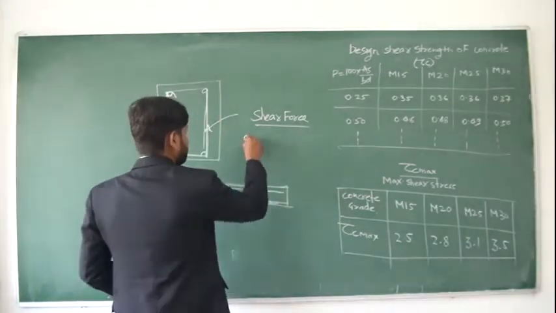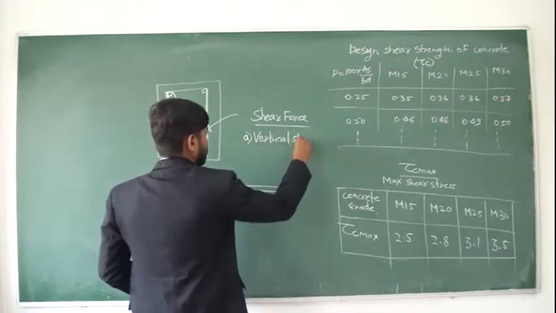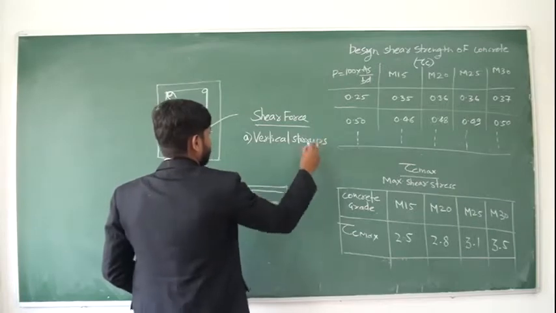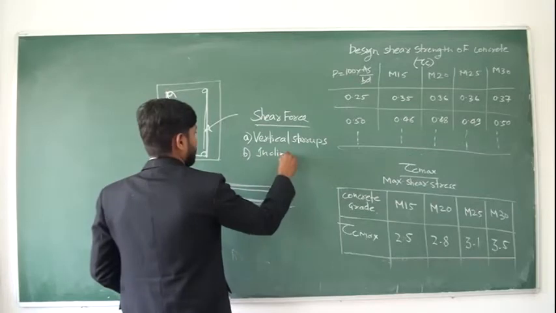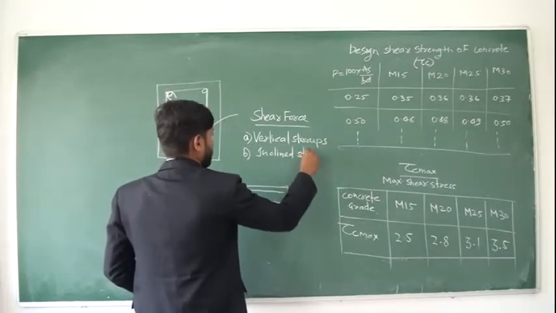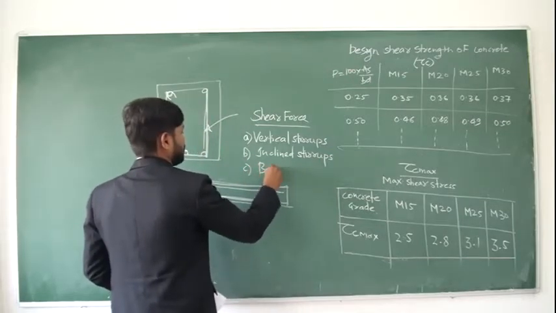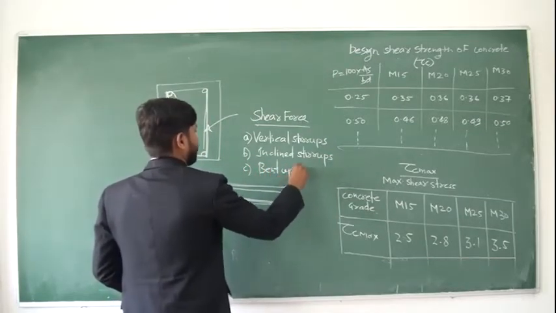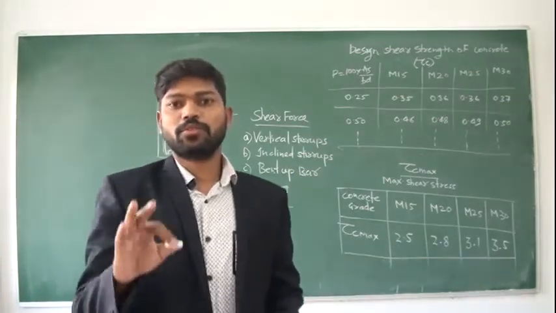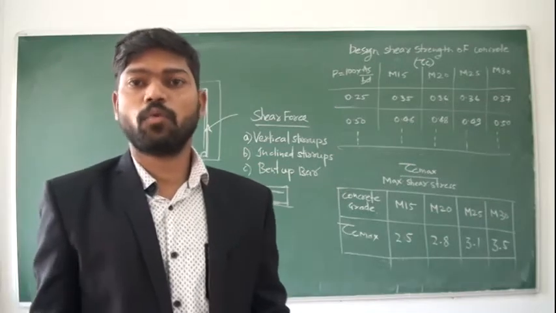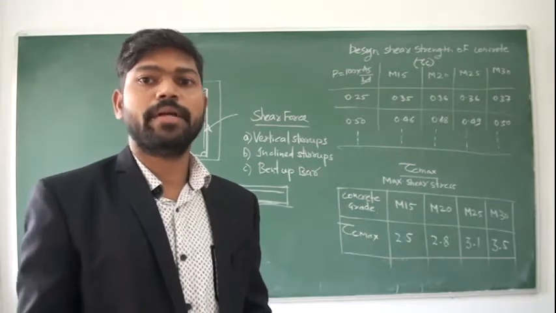These are vertical stirrups, second, inclined stirrups, and third, bent up bars. So this shear reinforcement is provided in 3 different ways: vertical stirrups, inclined stirrups, and bent up bars.